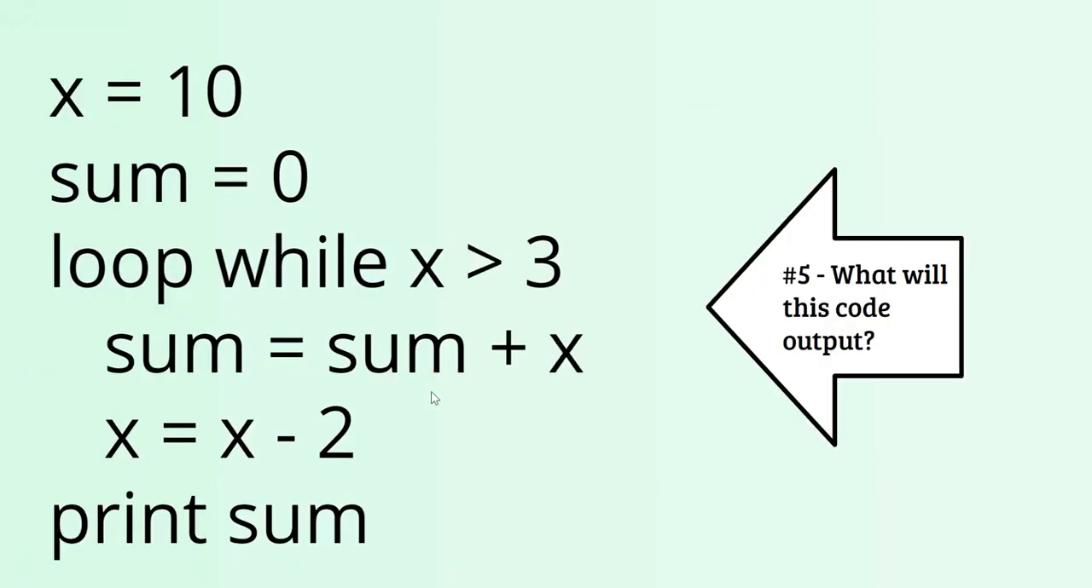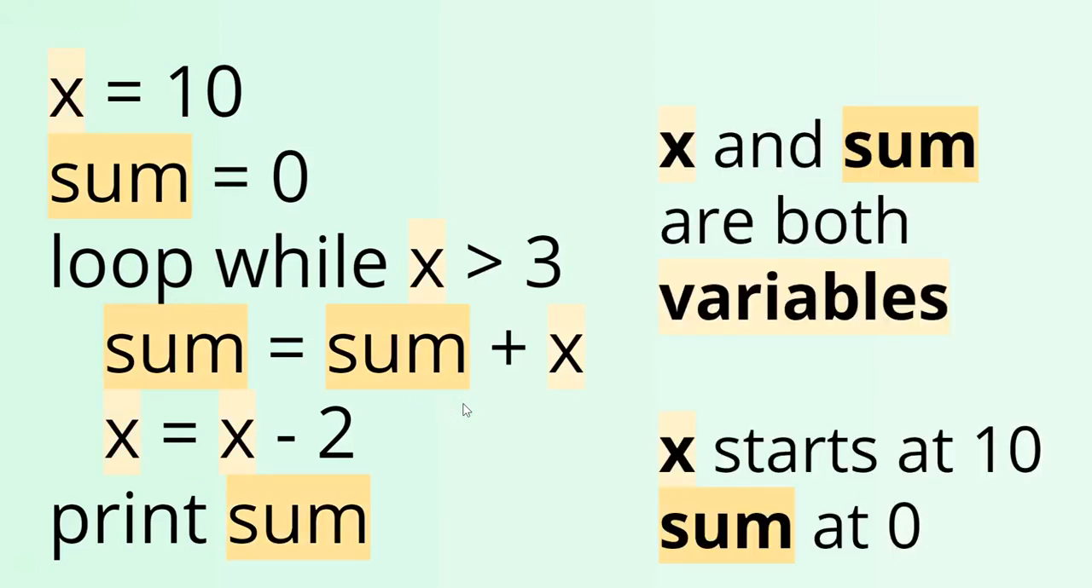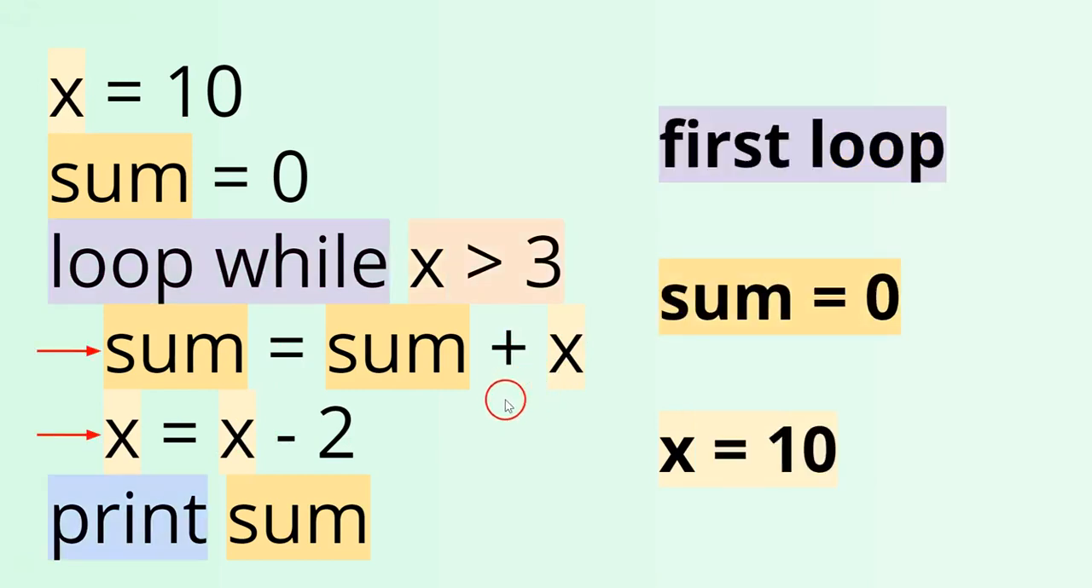All right, let's look at one last example. The unique example here will have 2 variables. We have x, which is equal to 10, and we have sum now, which is equal to 0. We still have a while loop, and we still got to change things, right? Sum is going to get x added each time, and x is going to get minus 2 each time. So we have our while loop, and the first time we go through the loop, it starts at x equals 10 and sum equals 0.